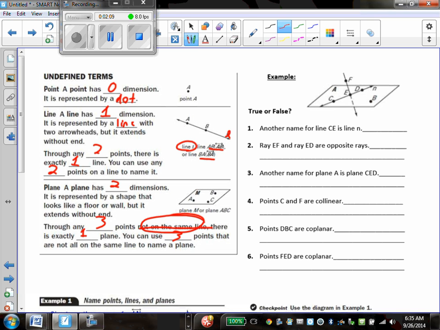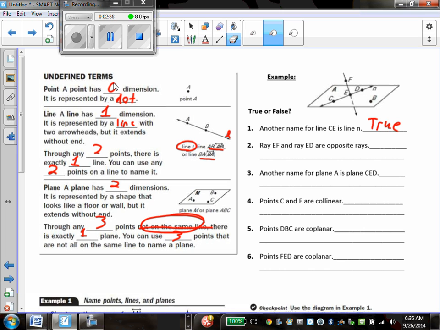So, using these ideas with these true or false questions on the side, would it be accurate to say that another name for line CE is line N? Well, C and E are 2 points that are along this line, and we see here that N is also the name of the line. So that one would be true.